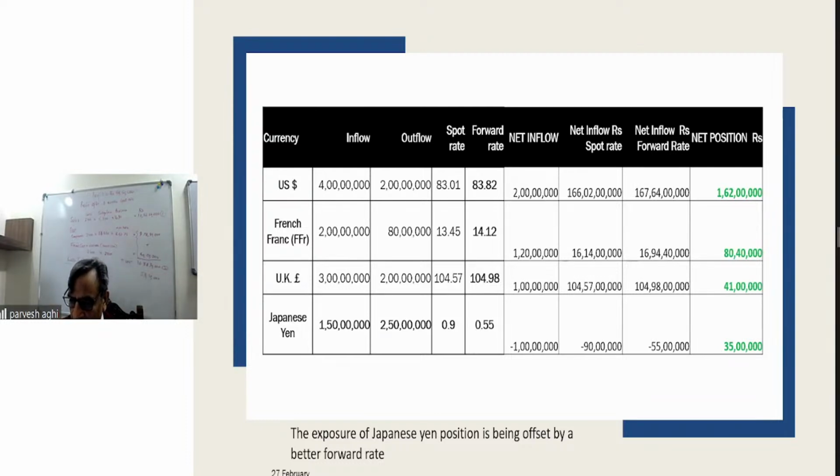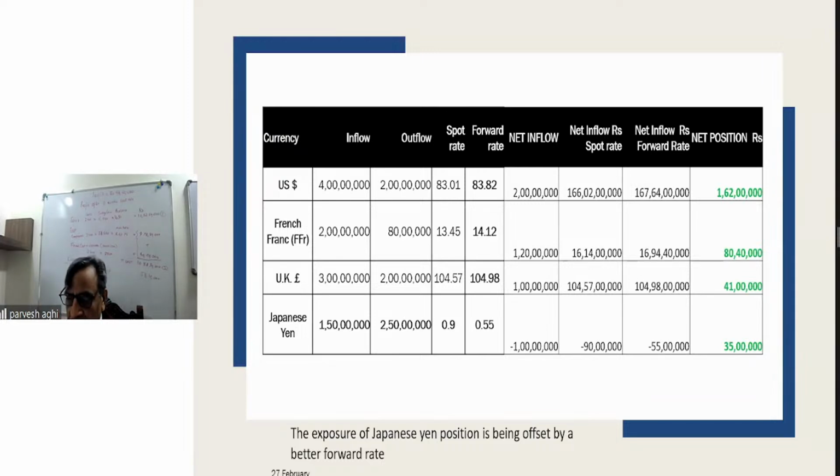So he was supposed to pay the spot rate of 90 lakhs, but the forward rate is suggesting that the Japanese yen is depreciating, so he has to pay less. So all these factors are having a positive impact. The exposure of the Japanese yen position is being offset by a better forward rate. Though he is a net importer, still because the yen has depreciated, he is having a positive impact.